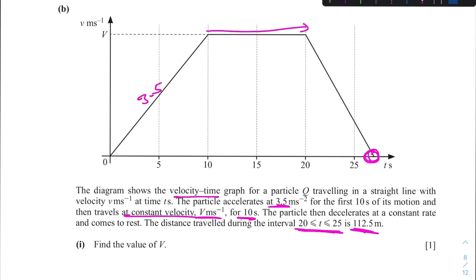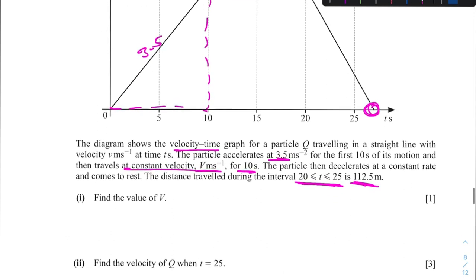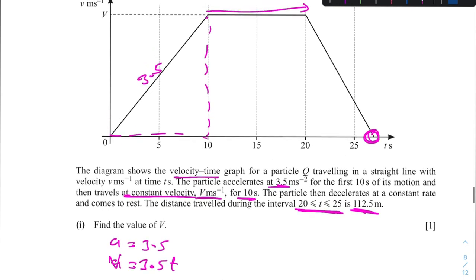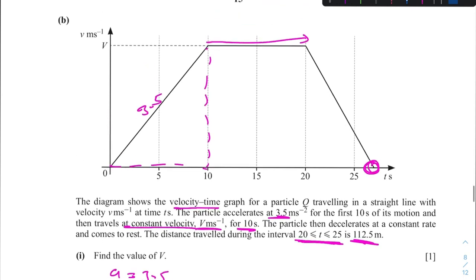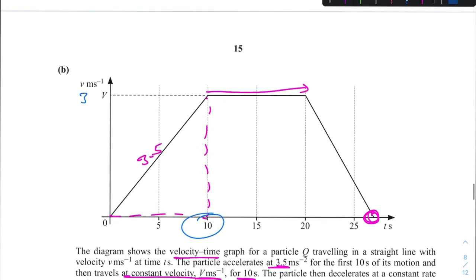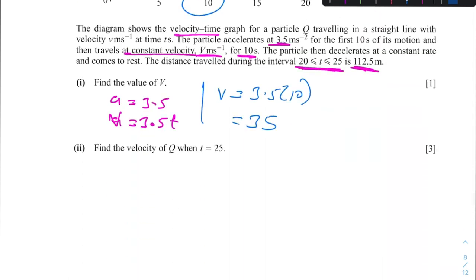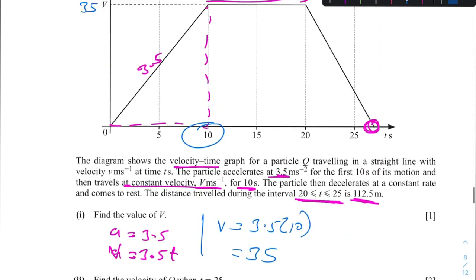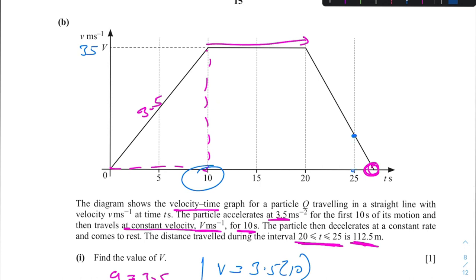Okay, so now they want us to find the value of v. This is what I want you to do. You see, they gave you the acceleration, all right? Now, think about it this way. If I have acceleration to be 3.5, and I integrate it, I'm going to get a velocity of 3.5t, right? Now, for how long did the particle go to attain the maximum velocity? It was 10 seconds. So that means that velocity is equal to 3.5 times 10, giving you 35. So this here is 35. Now, they want you to find the velocity of k when t is what? 25. Where is it? t is 25. This is the velocity.